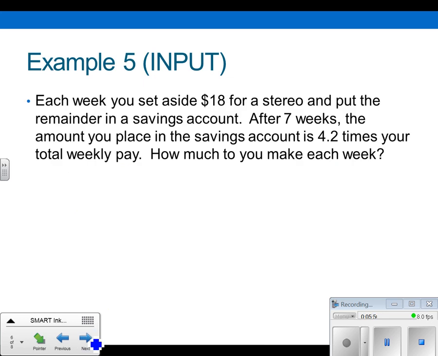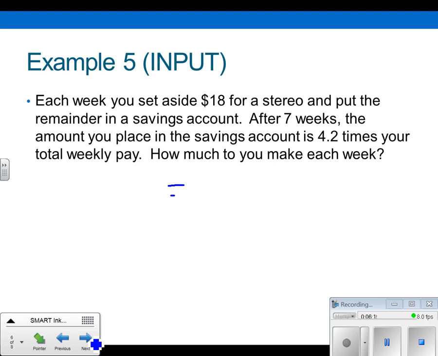In this problem, it's a word problem, so we're going to take the words, write an equation, and then solve that equation. And these equations in this chapter will have variables on both sides. Each week you set aside $18 for a stereo and put the remainder in a savings account. After 7 weeks, the amount you place in the savings account is 4.2 times your total weekly pay. How much do you make each week?